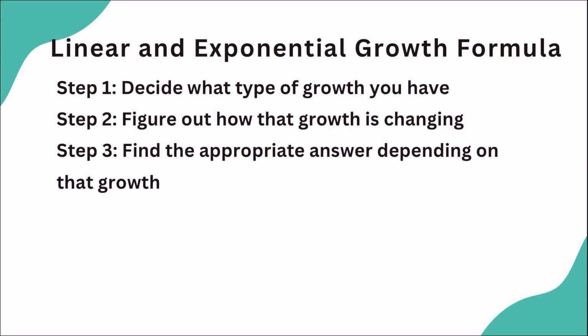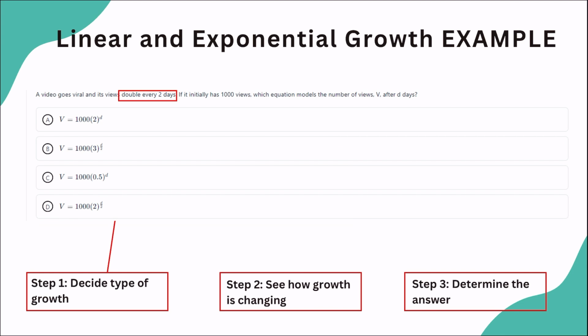So here's the formula we're going to follow for this concept. We're going to decide what type of growth we have. We're going to figure out how our growth is changing. And then we're going to find the appropriate answer depending on that growth. So here's an example. Step number 1, we're going to decide our type of growth. And our question reads, a video goes viral and its views double every 2 days. If it initially has 1,000 views, which equation models the number of views, v, after d days?